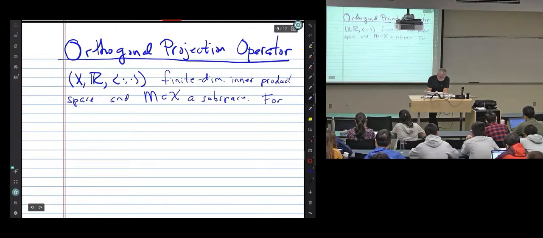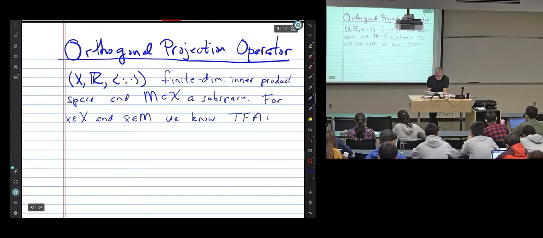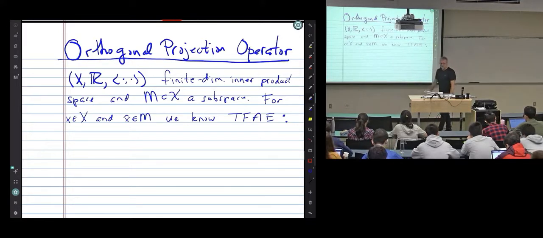Okay, so if we take some point in X and we have some approximating vector in M, we know TFAE. Remember, the following are equivalent. I'm going to write down A and a B and a C. Each one implies the other.